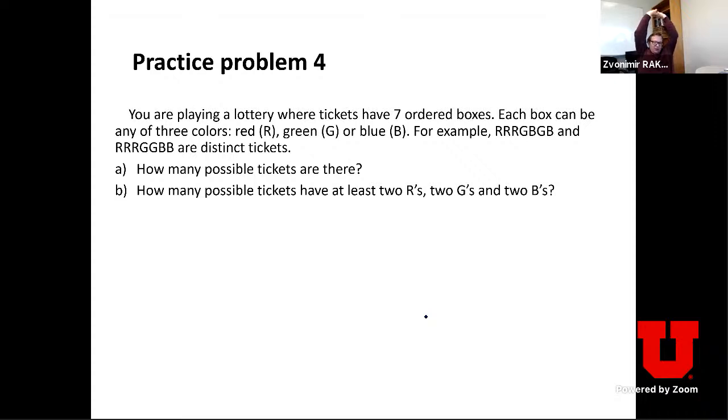I'll give you a minute or 2 to try to solve these, and then I'll do it for you. Think about: does the order matter? Are repetitions allowed? Stuff like that, and then try to solve this.